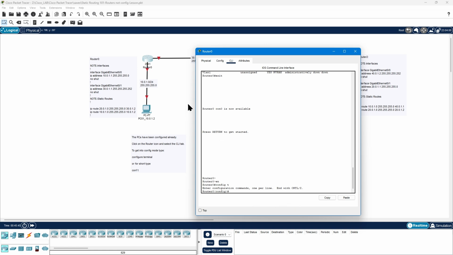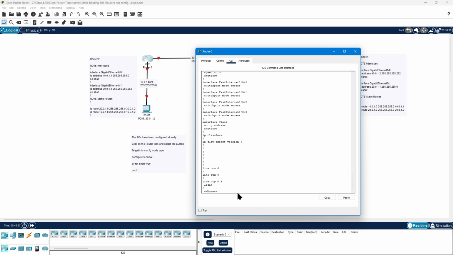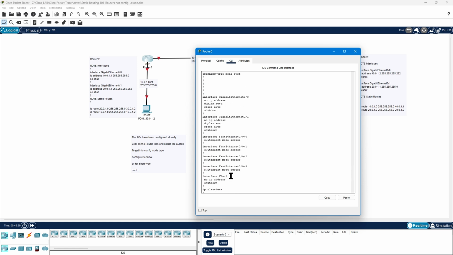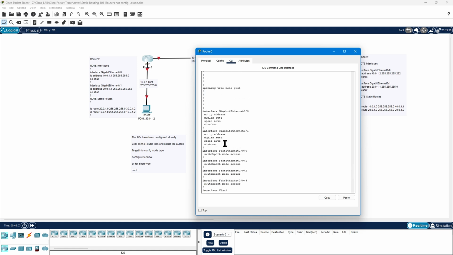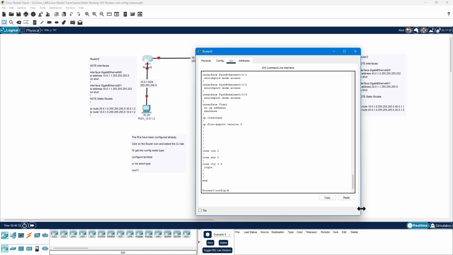Let's just show you the configuration first, and we can do a do show run to show the configuration, and you can see that there's really nothing on here right now. All we have are the interfaces. This one has some extra interfaces, but the interfaces we're going to deal with are gigabit 0/0 and gigabit 0/1. So now we're going to paste that configuration in here, and the interfaces should come up.